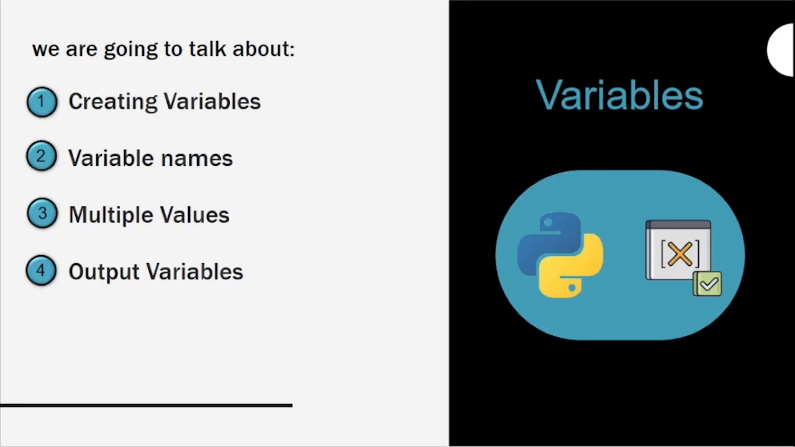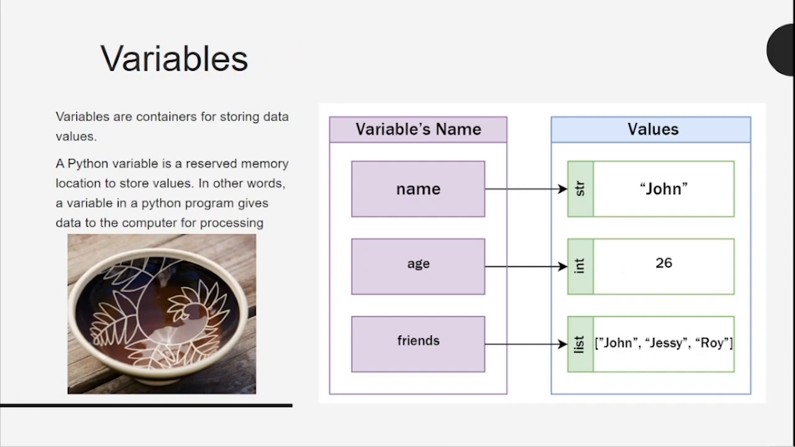So let's start. Variables are containers for storing values. A Python variable is a reserved memory location to store values. In other words, a variable in a Python program gives data to the computer for processing. If you want to imagine a variable, you can imagine a bowl and you can put data in it.